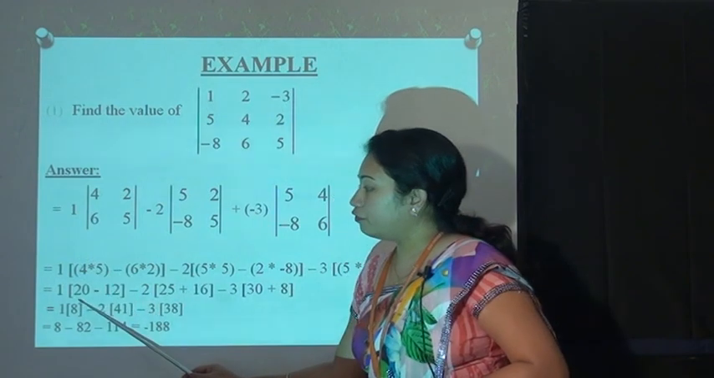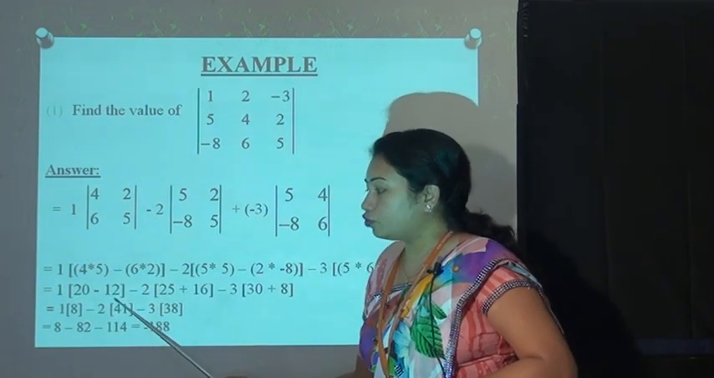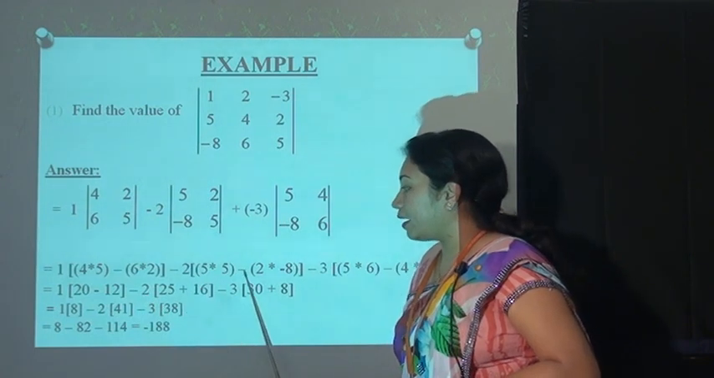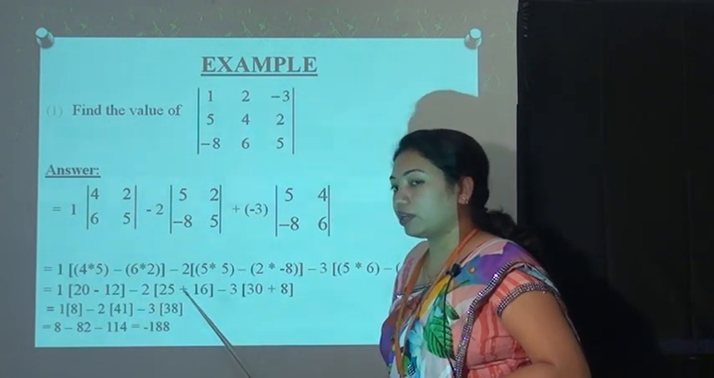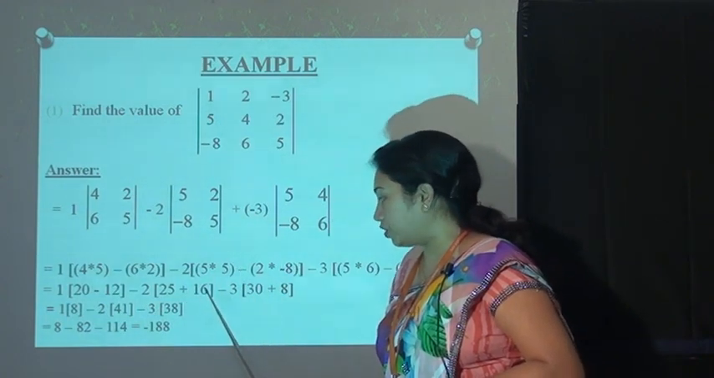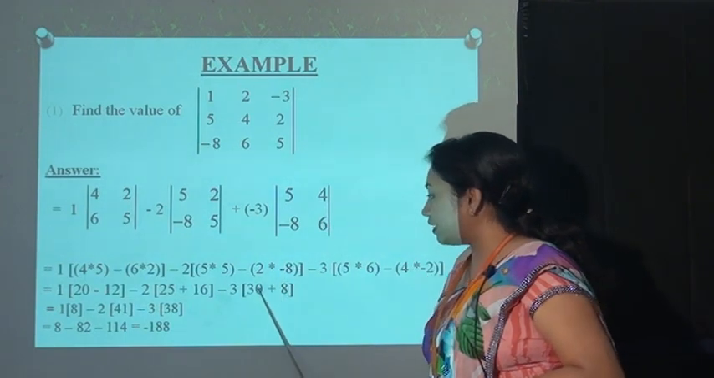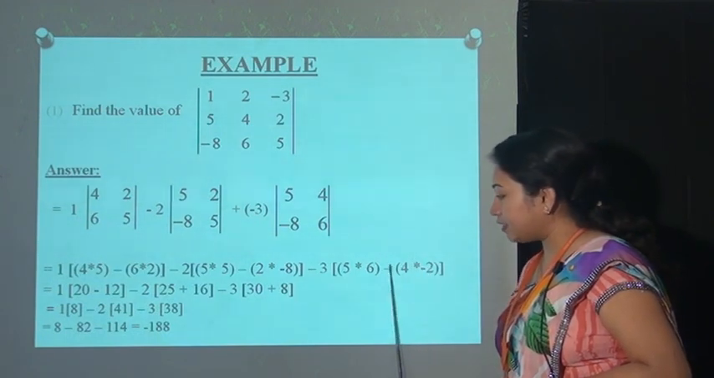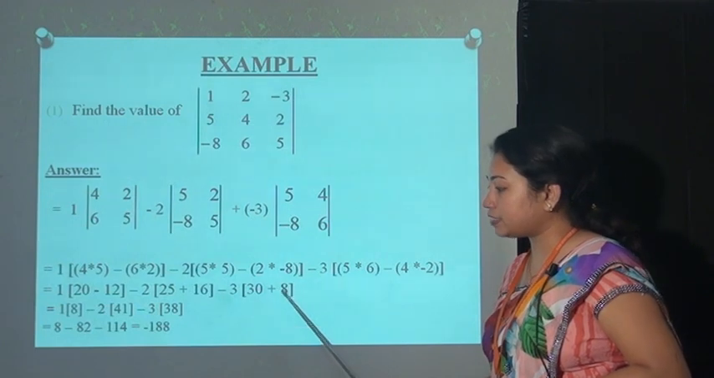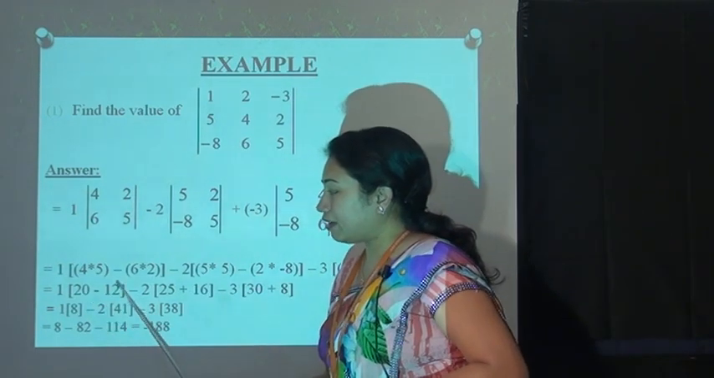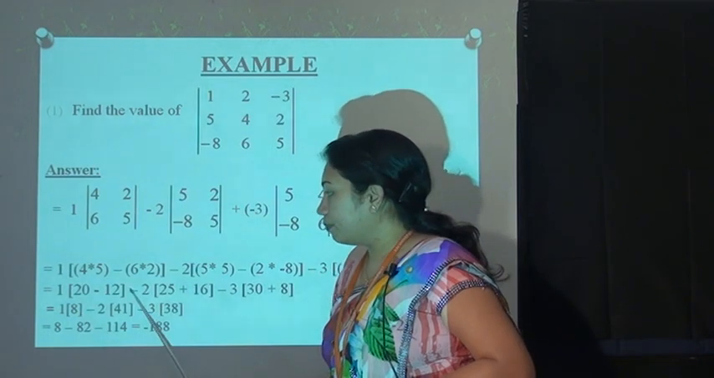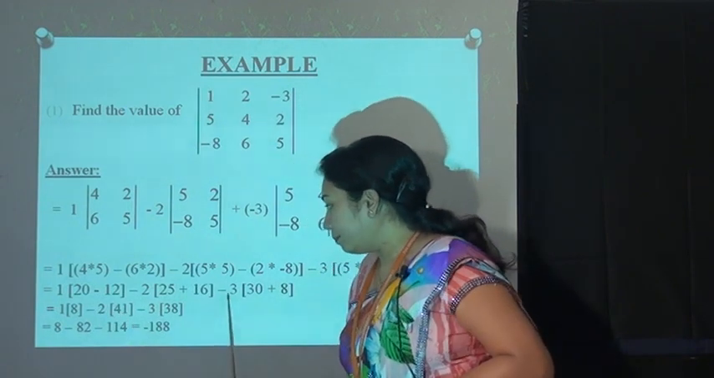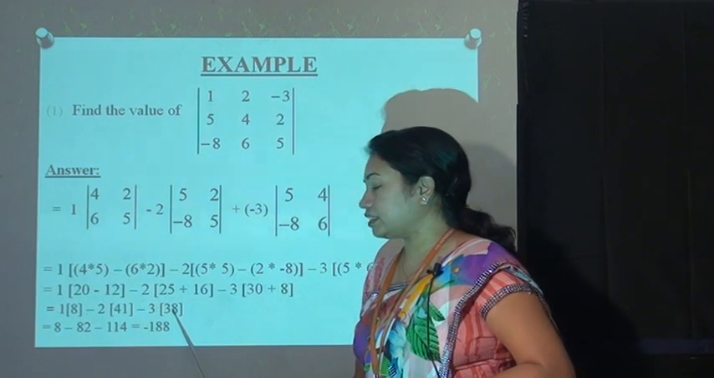Okay, so 5 into 4 is 20, minus 6 into 2 is 12. Minus 2 as it is, 5 into 5 is 25. Now minus minus becomes plus, so here the sign is plus. 8 into 2 is 16. Minus 5 into 6 is 30 and 4 into minus 2 is minus 8, but minus minus becomes plus, so here we put plus 8. So 1 into 20 minus 12. 20 minus 12 is 8, minus 25 plus 16. 25 plus 16 is 41, minus 30 plus 8. 30 plus 8 is 38.